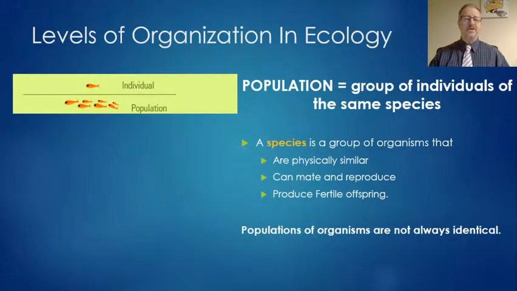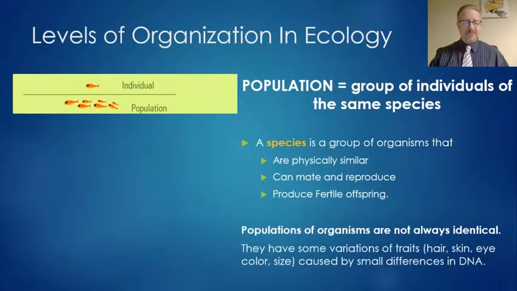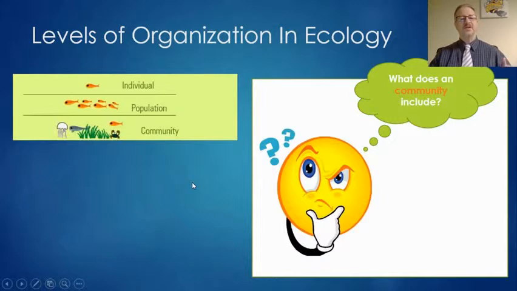Now, one thing to remember is that populations of organisms are not always identical. They do have some variations of their various traits, things like what type of hair or fur they might have, their skin color, their eye color, the shape of their eyes, their size. All of these are things that, as you know from our previous lessons, are controlled by small differences in the DNA. But they're still the same species, mainly because they're physically similar and they can reproduce with each other. That's the key.